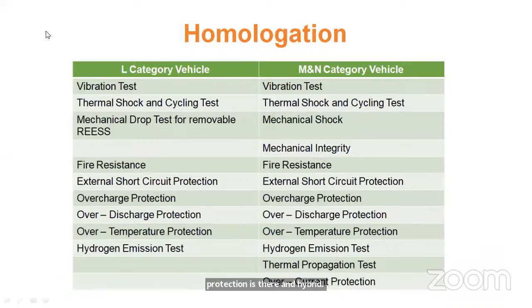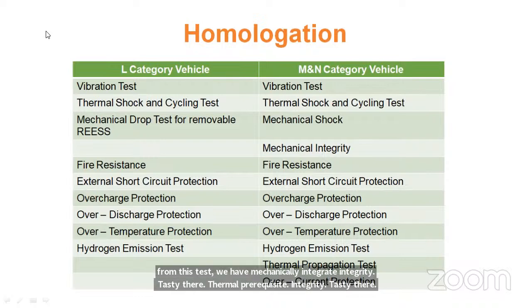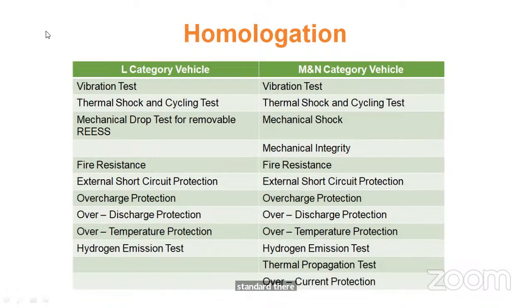Similarly, in M and N category vehicle, apart from this test, we have mechanical integrity test, thermal propagation test, and over current protection. This is, I guess, some older amendment of the AIS standard. Recently the government came out with the latest amendment as well, so this could be a little bit different. But majorly this test we do.